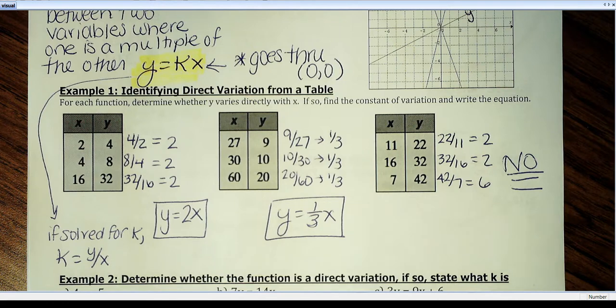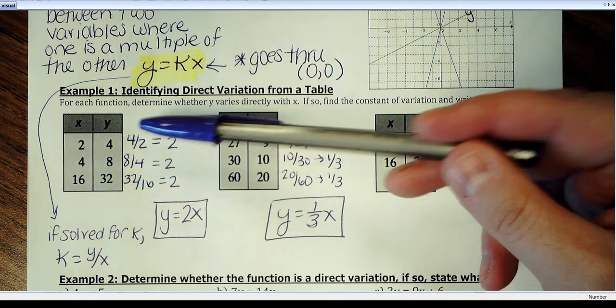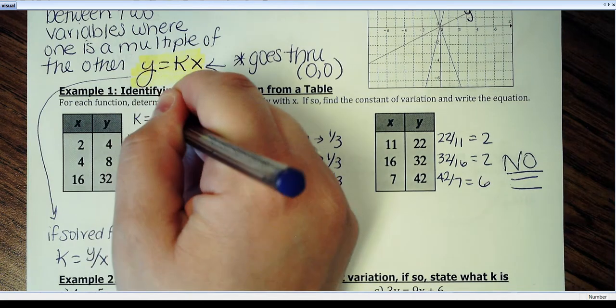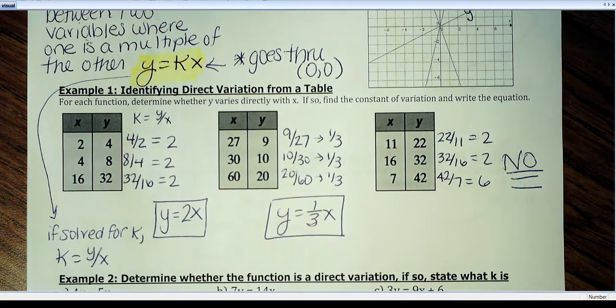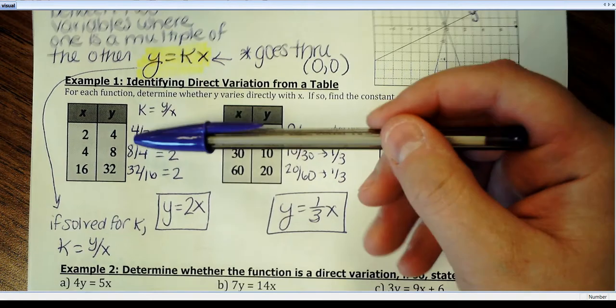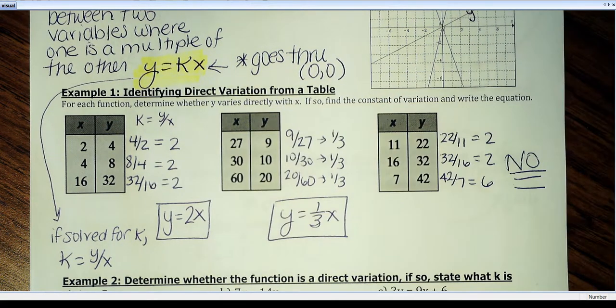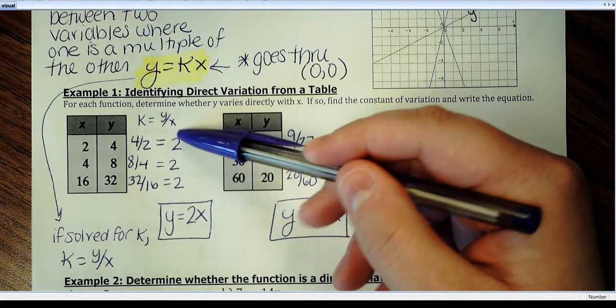So if you're deciding if something is a direct variation or not, you want to test to see if the y coordinate divided by the x coordinate is the same for each of the points. So that's what I did. For each one of these, k has to be the y coordinate divided by the x coordinate. As long as that's the same number every time, that's going to be your k value, and that will be a direct relationship. So in this table, I did 4 divided by 2, 8 divided by 4, 32 divided by 16. All of those were 2.